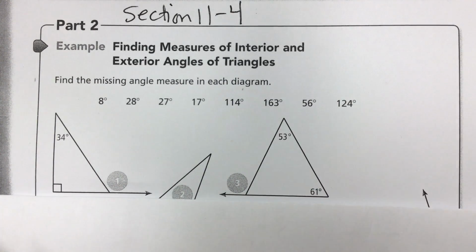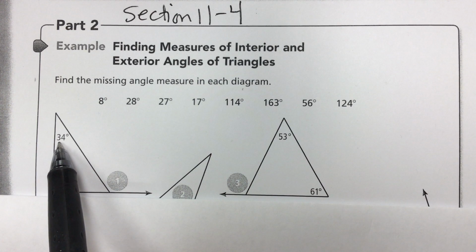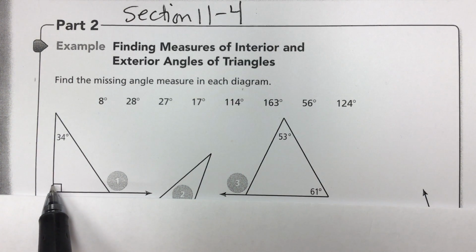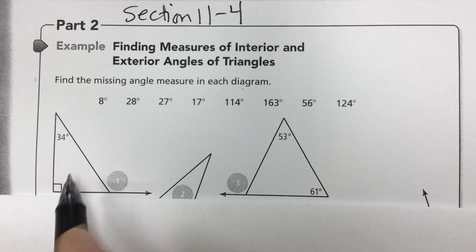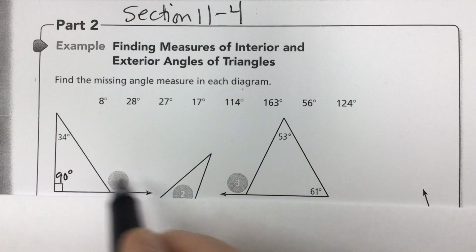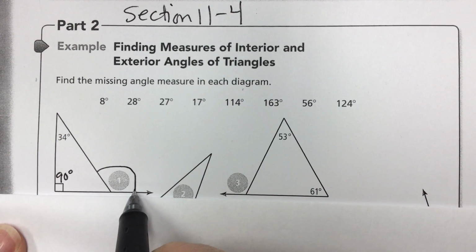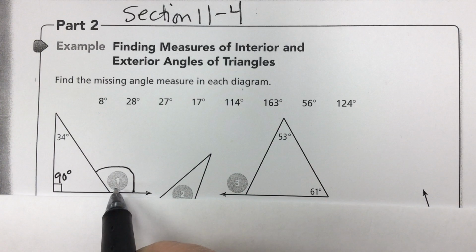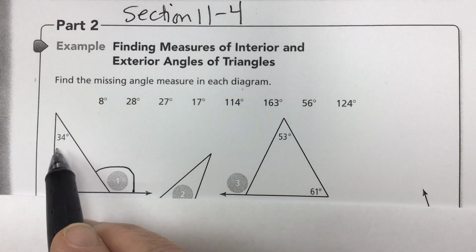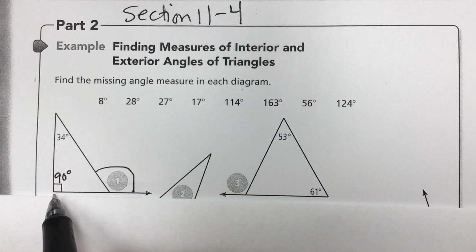This one right here with angle 1. I see I have an angle of 34 degrees. I see that I have a little square box which represents 90 degrees. And what is angle 1? Angle 1 is the exterior angle, and the 34 degrees and 90 degrees are your two remote interior angles.